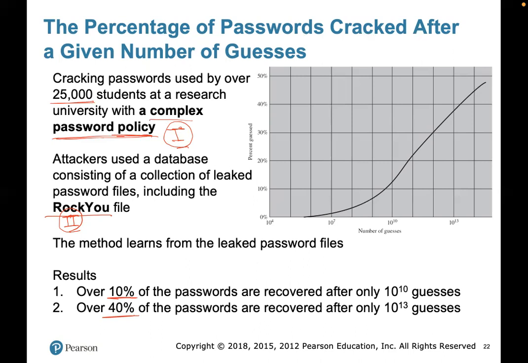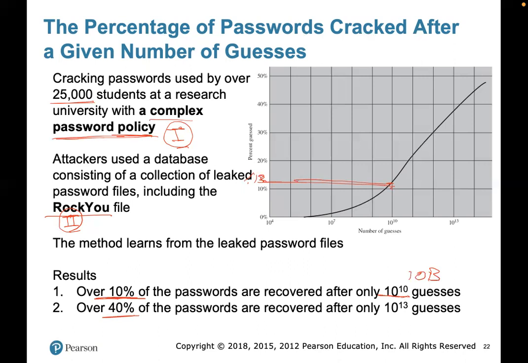So here are the results. They could break about 10% of passwords by having 10 to the power of 10 different guesses. 10 to the power of 10 is 10 billion guesses. After 10 billion guesses, it's even a little bit above 10%. It's maybe 13%. Oh, here is not logarithmic. Sorry, yeah, maybe 12% of passwords were guessed.